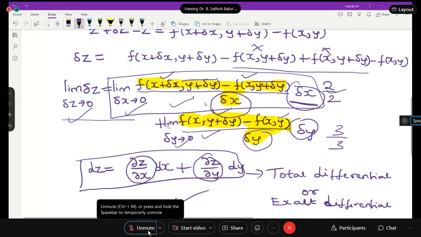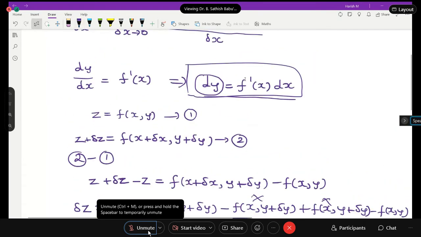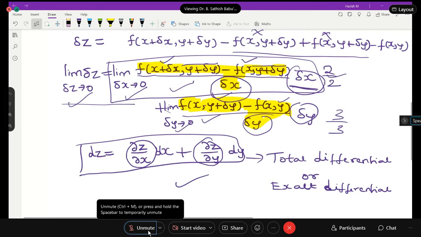Actually, I wanted to ask something about this derivative of total differential or exact differential. Sometimes we will not get the idea how exactly we can derive it simply by taking dy is equal to f dash of x dx, we can write dz is equal to f dash of x comma y into dx plus g dash of x comma y into dx. But dx, how do you take it for two terms? That is the thing which is troubling.